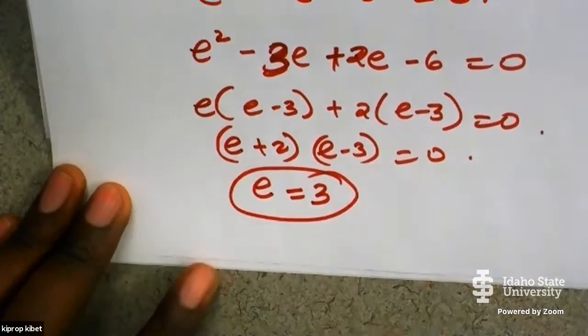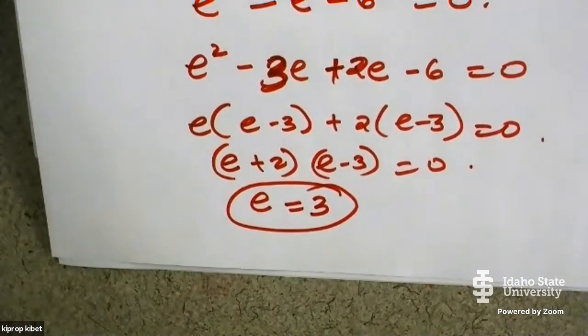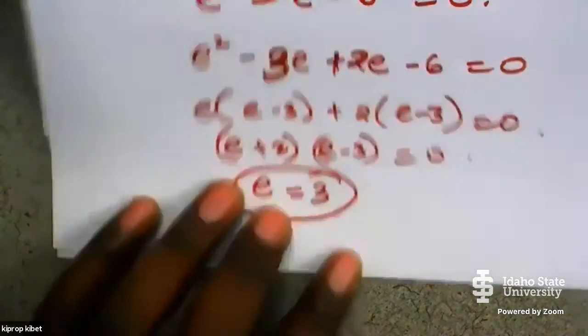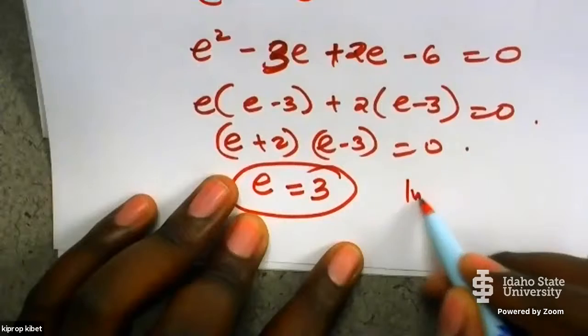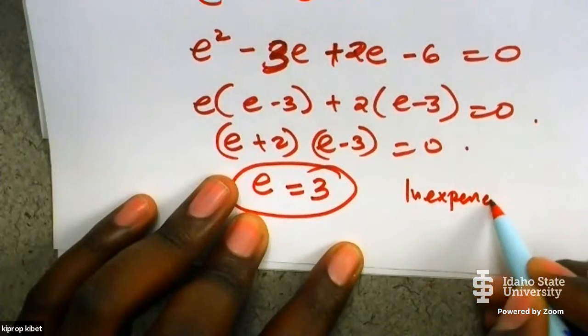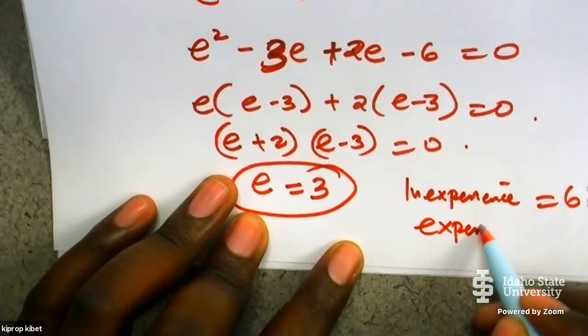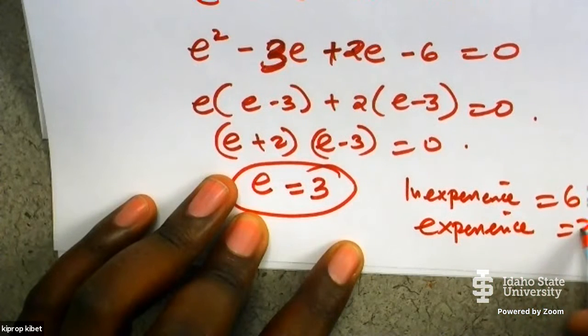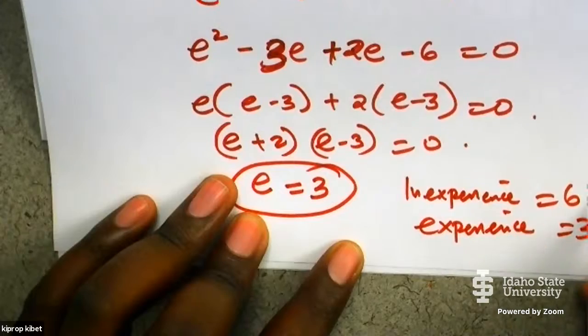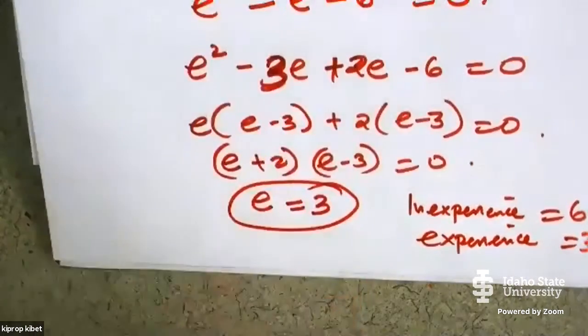So for the experienced person, that guy will take 3 hours. Now for the inexperienced, he will take how many hours? 6 hours. Inexperienced, 6 hours. Experienced, 3 hours.